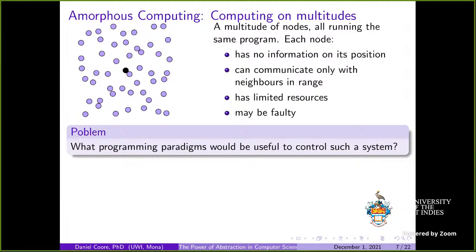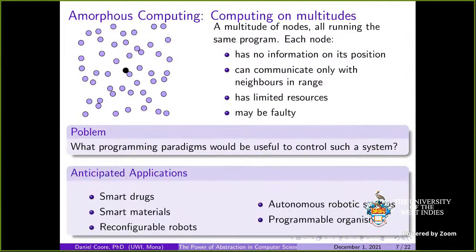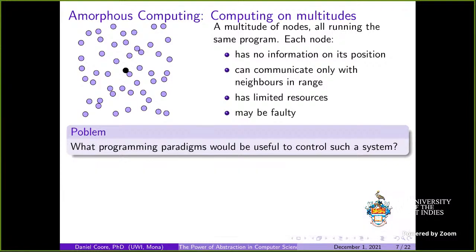And the research question at the time was, what programming paradigms would be useful to control such a system? You might think at this point that it would be audacious to even imagine that you could. Why, if we have decapitated the system to the point where it seems to just be an unruly mob of processors, why would we even expect to be able to get anything useful out of it?